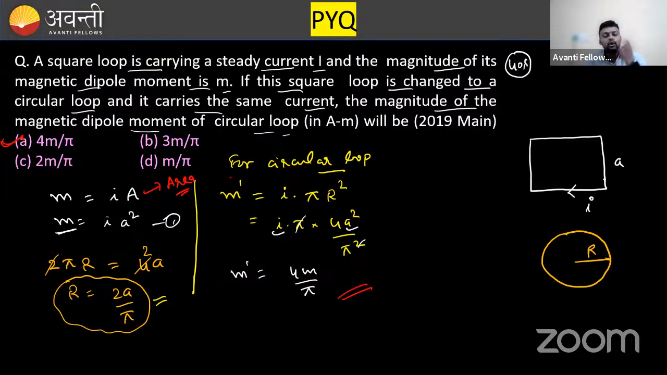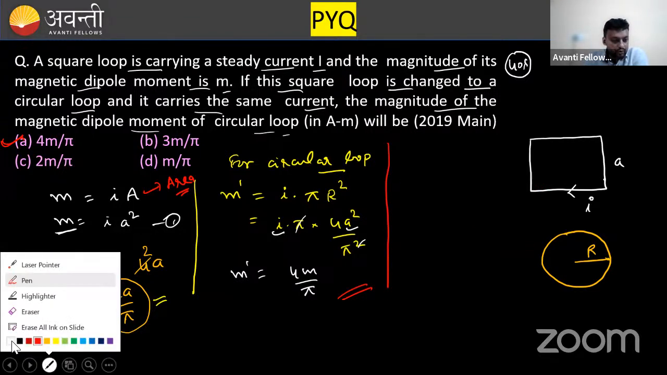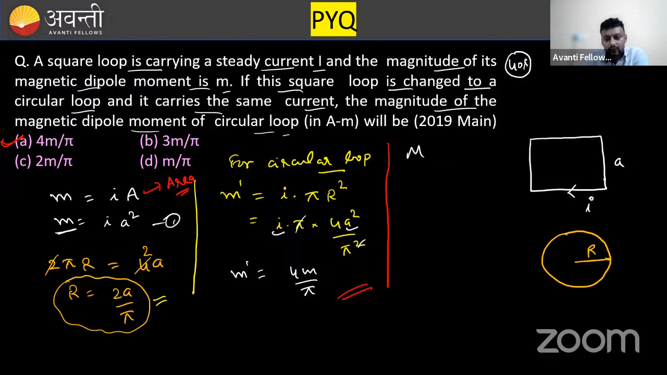Another interesting thing, if you don't know, then I would like you to learn that magnetic moment is a vector quantity. Magnetic moment m is a vector quantity. And if it is a vector quantity, it must have some direction. What is the direction of the magnetic moment?